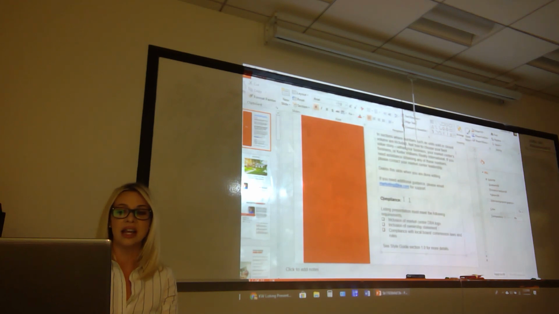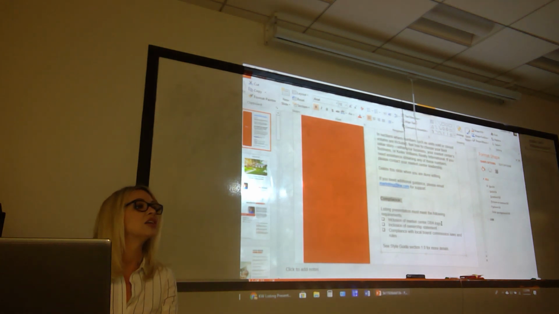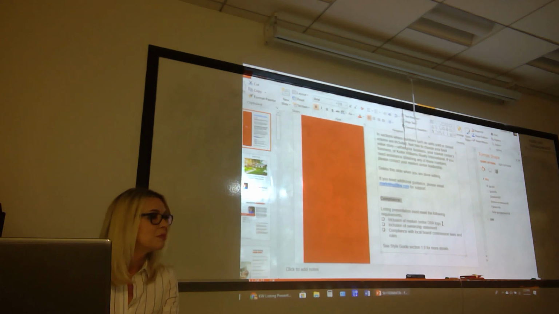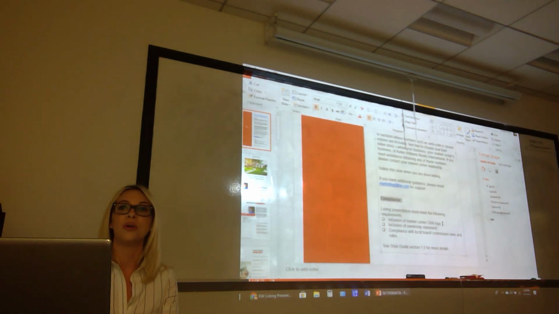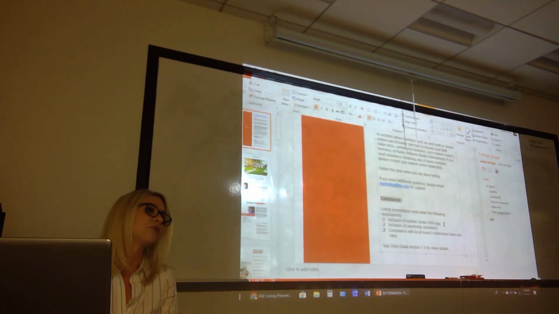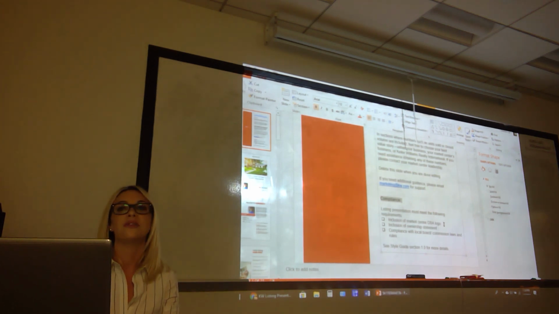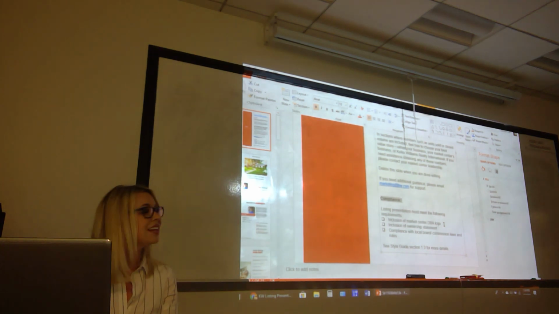Just a little note: compliance. It says a listing presentation must meet the following requirements: inclusion of market center DBA logo. Okay, so there should be a Keller Williams logo mentioned somewhere, because although you are an independent contractor, your license is hung with your broker, and your broker is responsible for all of your activities. The California Department of Real Estate requires that our brokerage name and brokerage ID are on first point of contact materials. When in doubt, include it. It doesn't hurt to include it.